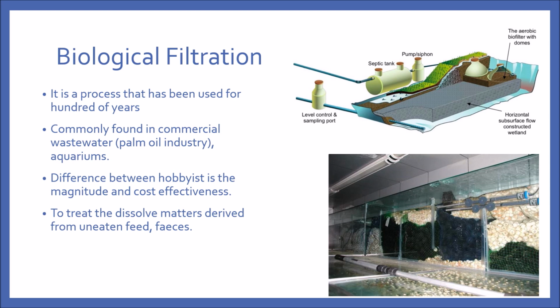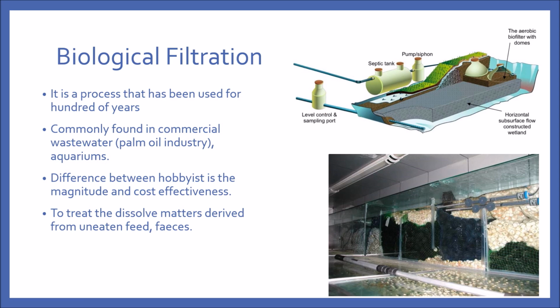Biological filtration is a process that has been used for hundreds of years. The typical application for biofiltration is in a wastewater plant. In the picture here, this is a municipal plant in which bacteria is used to break down the waste into a less harmful form before discharging into the environment. It is commonly found in the wastewater industry, the palm oil industry, and even your small aquarium in a residential home. However, the difference between the hobbyist and an actual aquaculture farm is the magnitude and cost effectiveness.